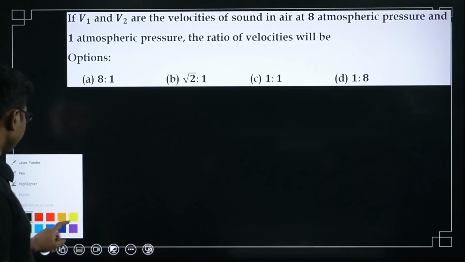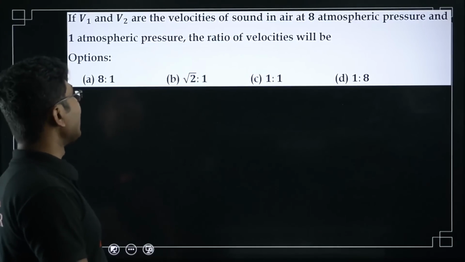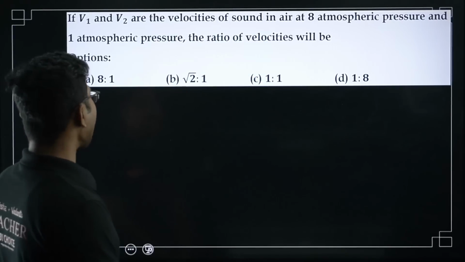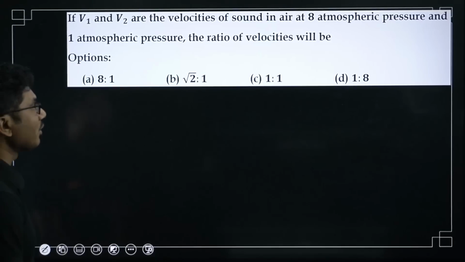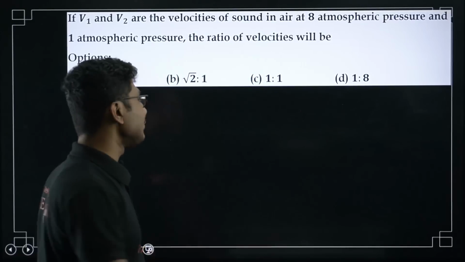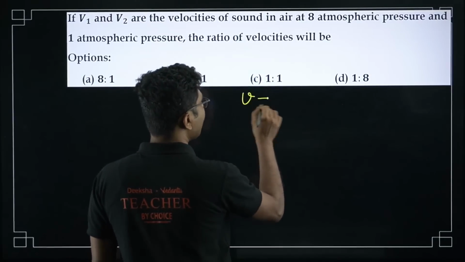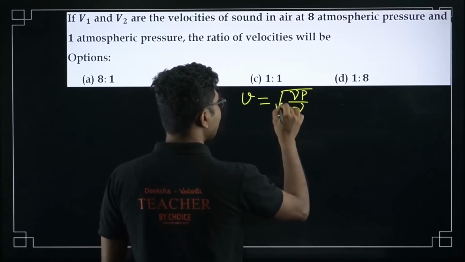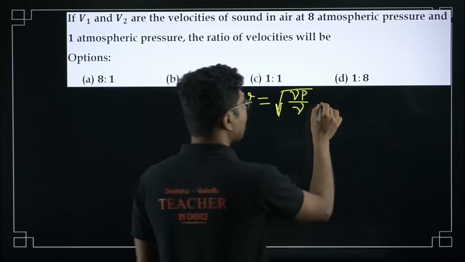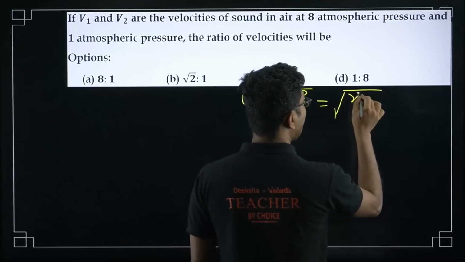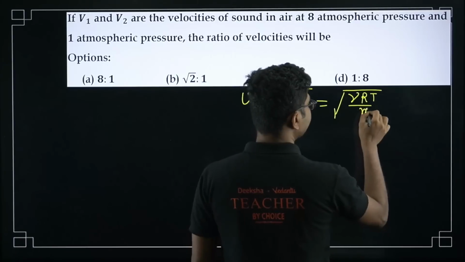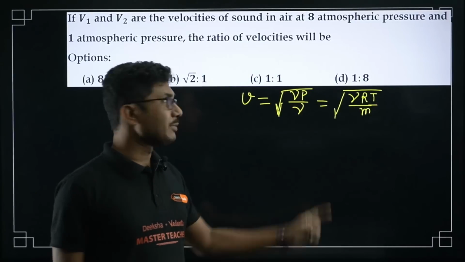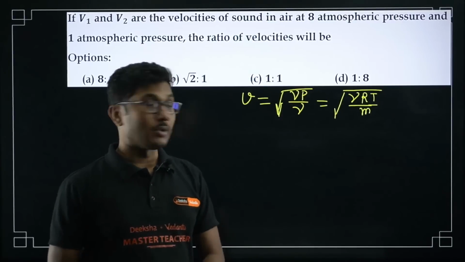Now next question. If V1 and V2 are the velocities of sound in air at 8 atmospheric pressure and 1 atmospheric pressure, the ratio of the velocities will be. Now, a very interesting question. You might think that velocity of sound is given by the square root of gamma P by rho. Now this is not the actual correct relation. From here you have to convert it into the fact that it is gamma RT by M. Here the quantities are constant. In this case, quantities are not constant, because P and rho both can change.